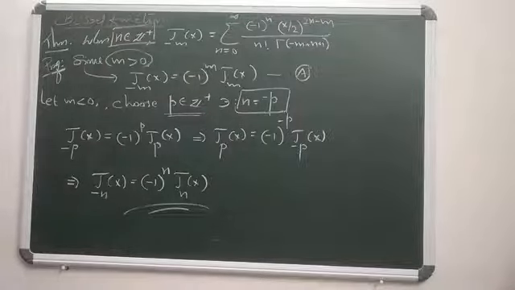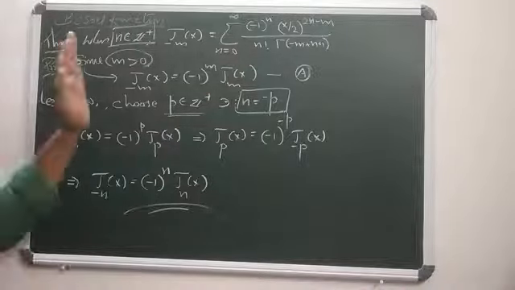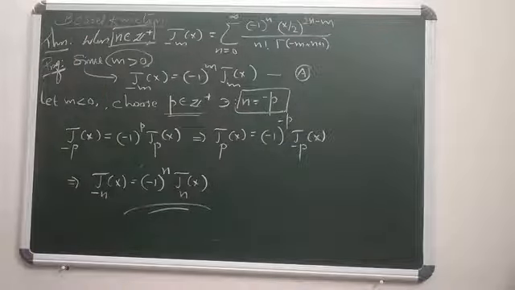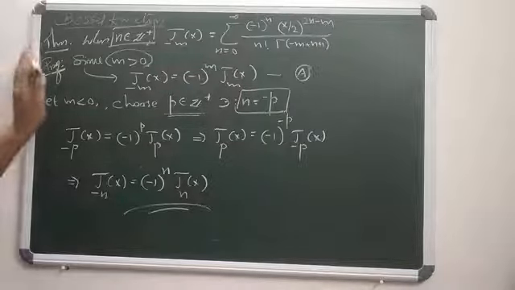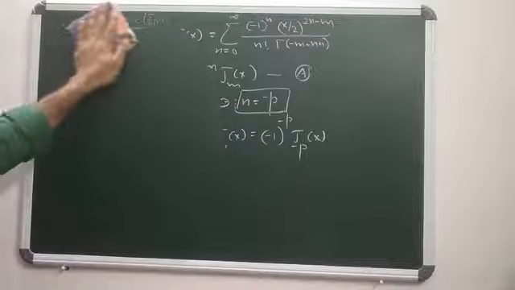But when n is a positive integer, we see that J_n(x) and J_{-n}(x) are related in this way. That is, J_{-n}(x) is (-1)^n J_n(x), meaning one is a constant multiple of the other. That means they are not linearly independent, they are linearly dependent. So this is the important result. When n is an integer, moreover a positive integer, then J_{-n}(x) and J_n(x) are linearly dependent.